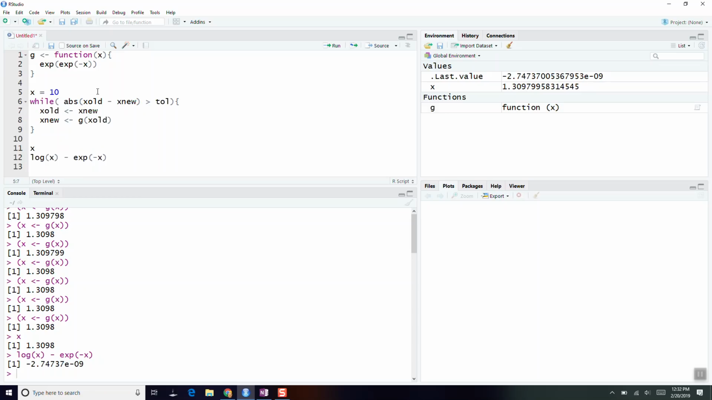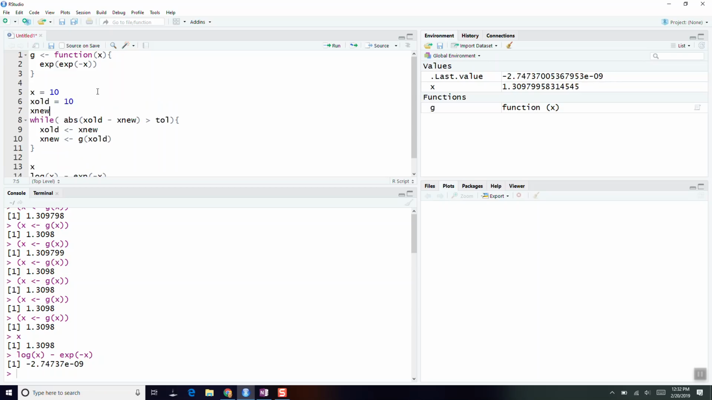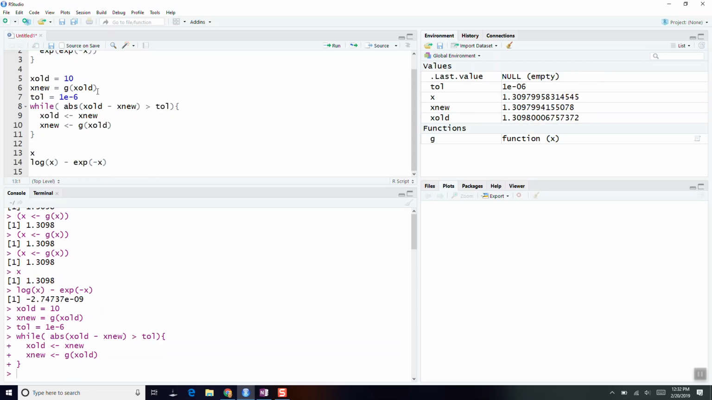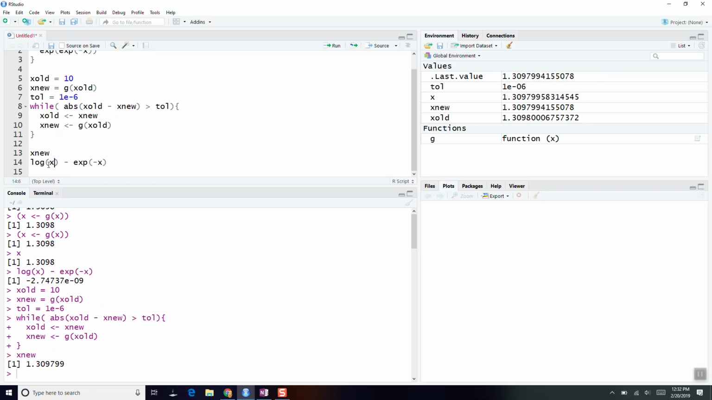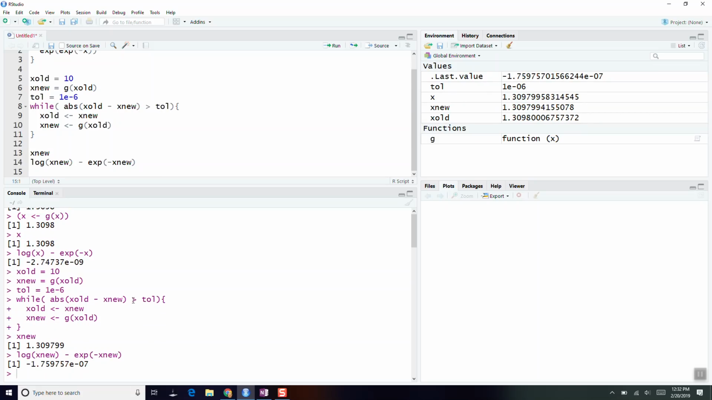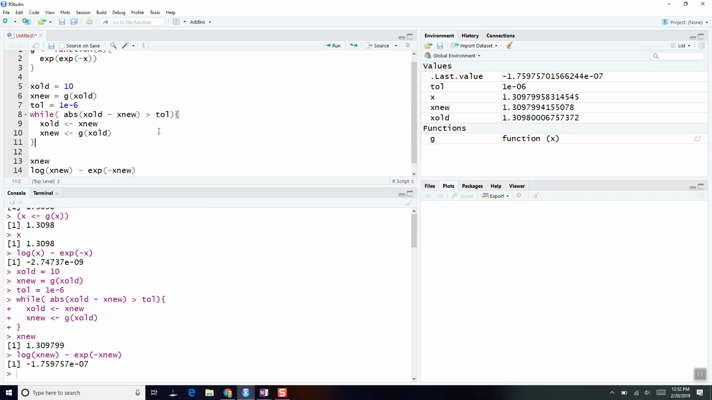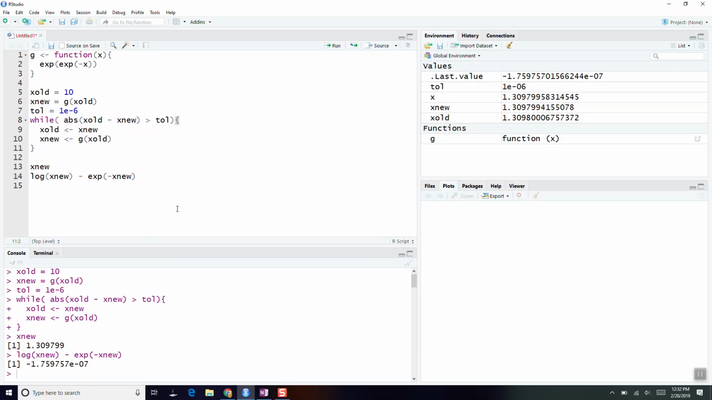Start there. So I'll say x old is equal to 10 and x new will be equal to g of x old. We'll apply that. My tolerance will be equal to 1e minus 6, okay? So it's done, and we can ask, what is our current value of x new? That gives me that. If I plug that in, we get something pretty close to 0. All right, so there's your code.